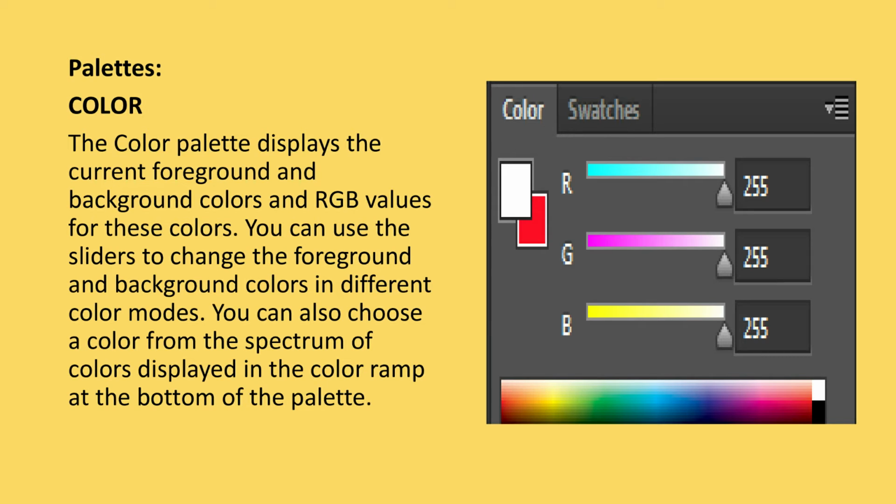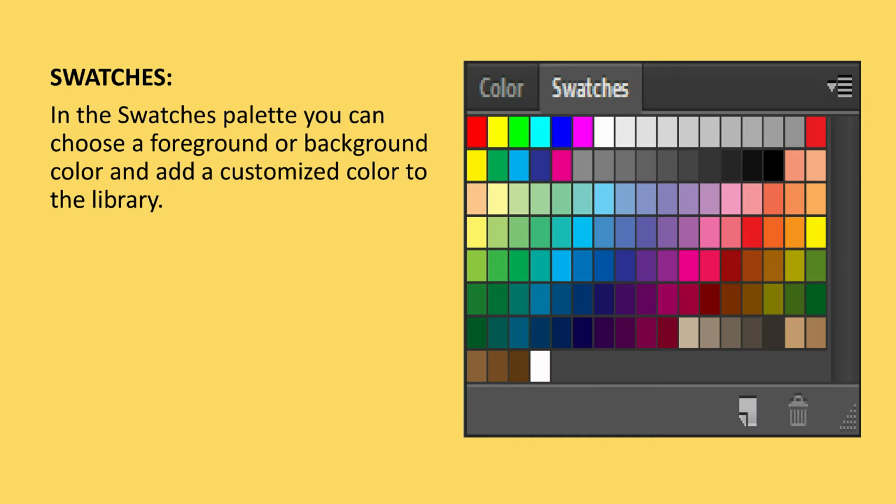Next is color. The color palette displays the current foreground and background colors and RGB values of these colors. You can use the slider to change the foreground and background colors in different color modes. You can also choose a color from the spectrum of colors displayed in the color ramp at the bottom of the palette.